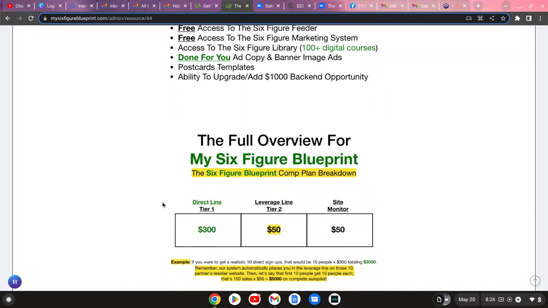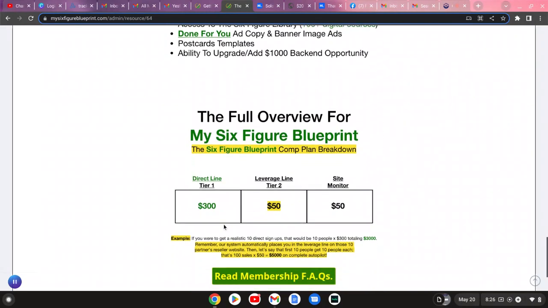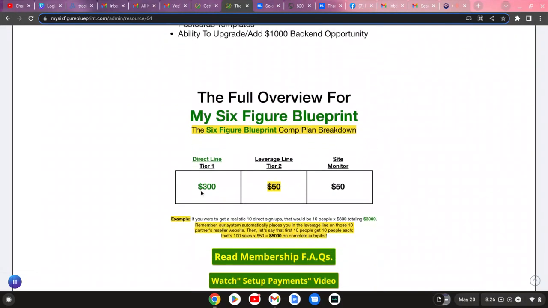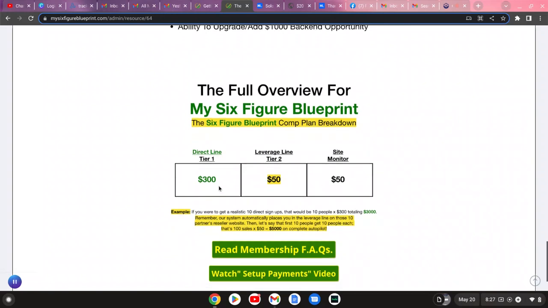Right now at the $300 level, if I sign up someone and I'm at the $300 level, I will get $300. The person that brought me in, my sponsor, would get 50, and the company owner will get 50. So that's basically the same way as the other. It's basically how it works.